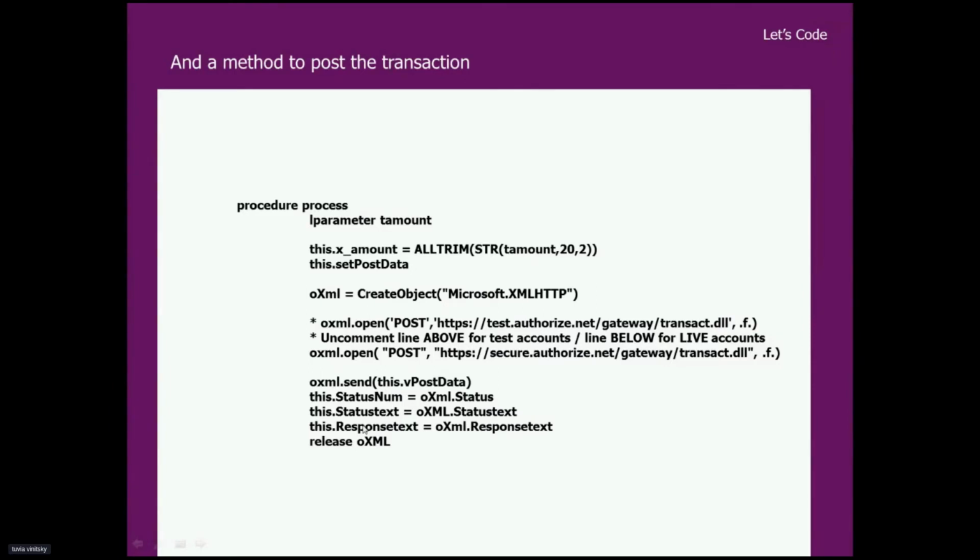So this class now has everything that we need. It has a set post data method. It has a process method. It has all the properties that it needs in order to be able to process a credit card. So this class that we use is a generic class that's in our class library that goes into every application we build.